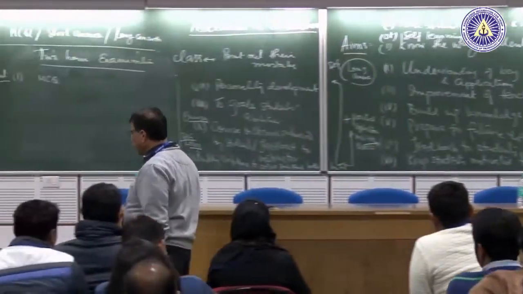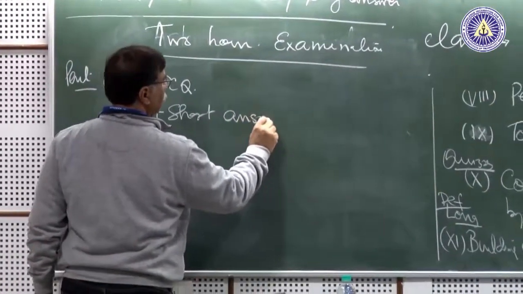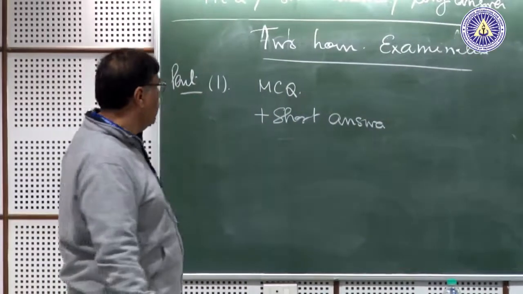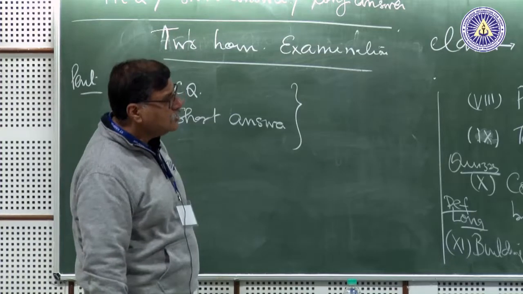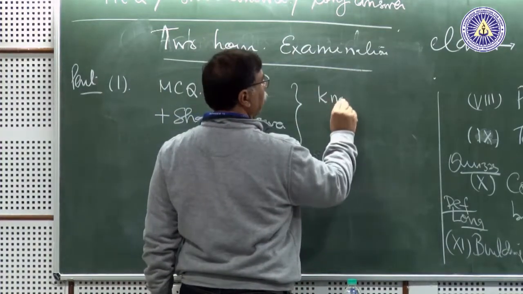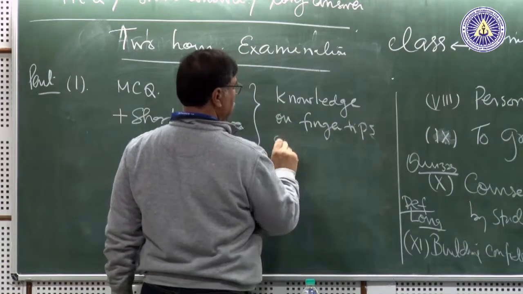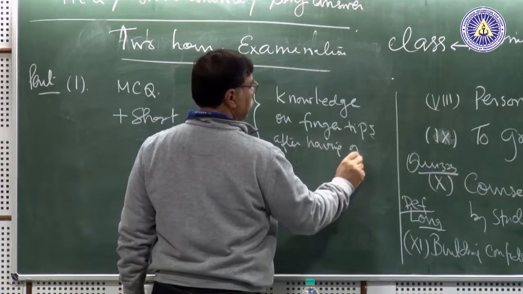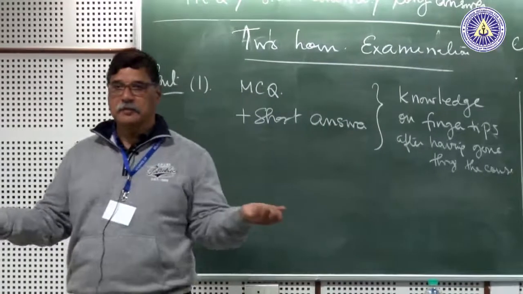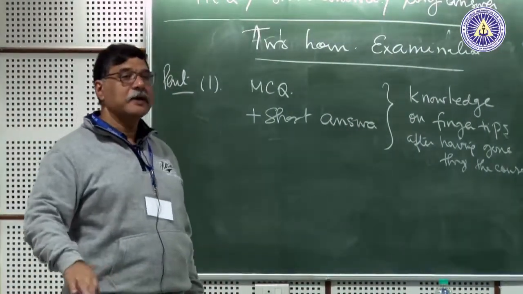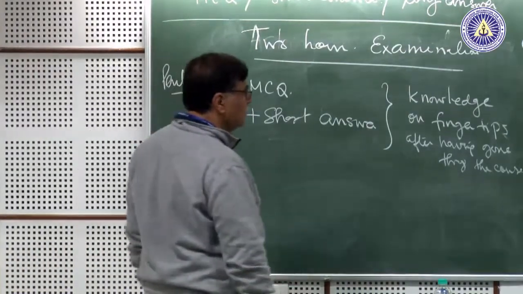So MCQ, then I can add to it short answer. I am saying this because I make my question papers like that. This basically takes care of not key concepts, but knowledge on fingertips after having gone through the course. If somebody has done the course, you want certain knowledge on fingertips, that I have learned this. Depending on how much of that component your course had, you can make it the same percentage in the question paper. So this takes care of certain points.